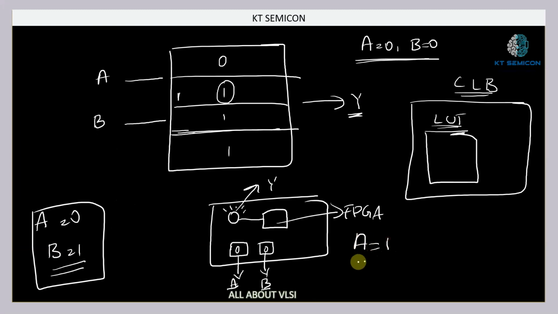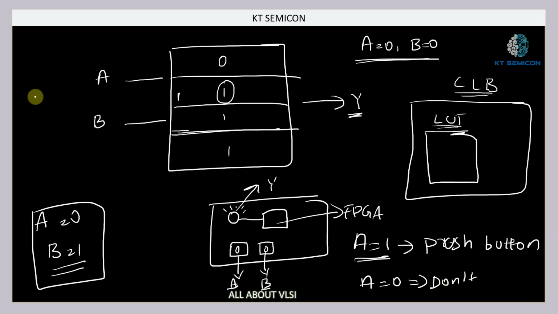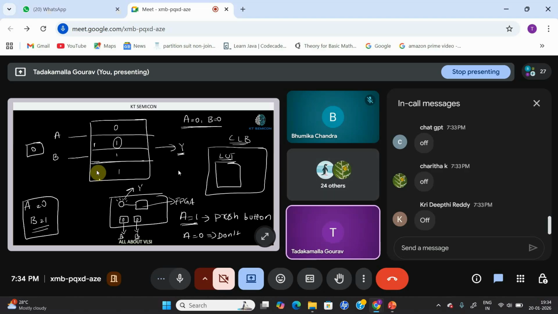I think someone will have this doubt also. If you want to provide A is equal to 1, you push the button. And if you want to provide A is equal to 0, don't push the button. Are you all aware of this push button, yes or no? So if you want to provide the value of A as 1, you push the button, and if you don't want to provide 1, you don't push it.